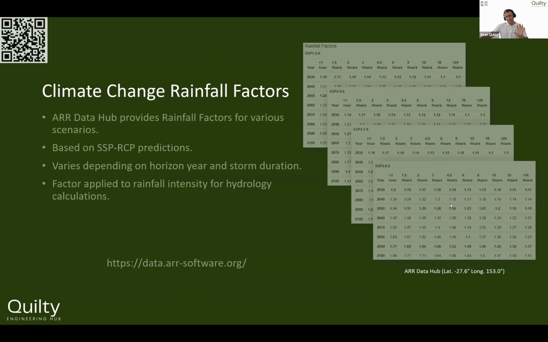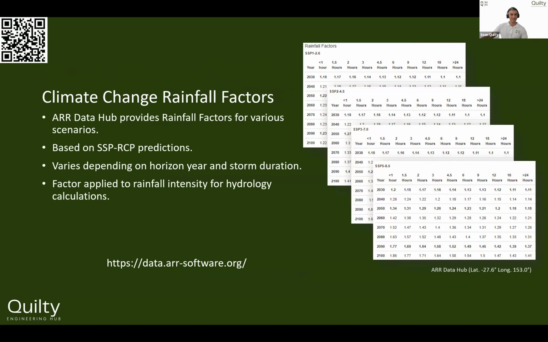Anyway, from those changes in atmospheric temperatures, that then gives us an opportunity to get a factor that we can multiply by our rainfall intensities. So the rainfall intensity that we had 10 years ago is now more intense today, and in 10 years' time, it's going to be even more intense again. The ARR Data Hub, and I've got a website there for everyone as well, is where you'll be able to obtain these factors. You basically just take that number and multiply it by your rainfall intensity, based on what year you're trying to predict or what year you're designing to.